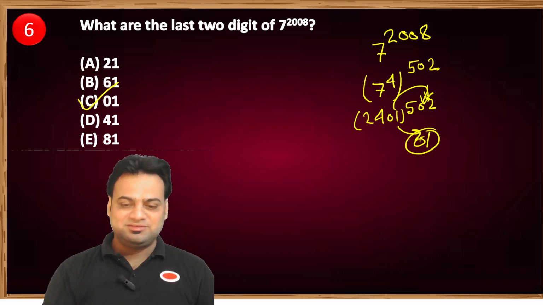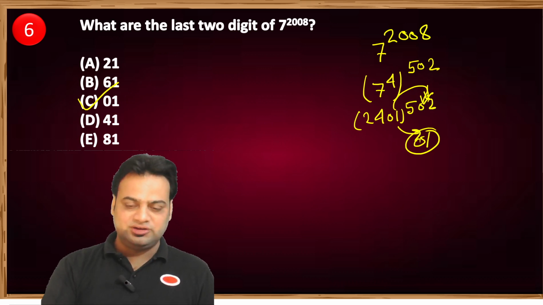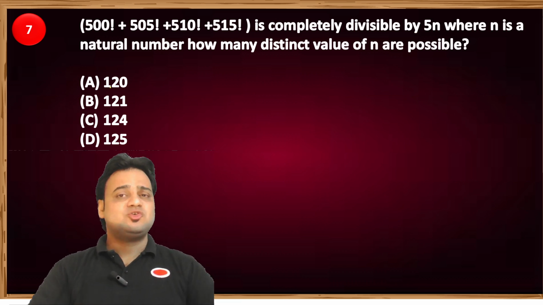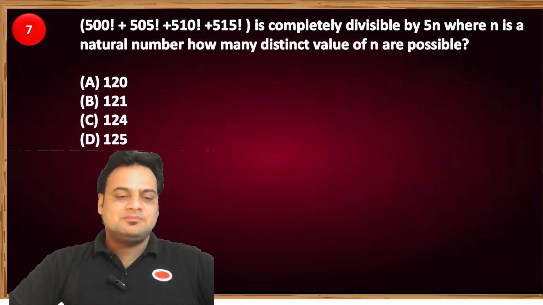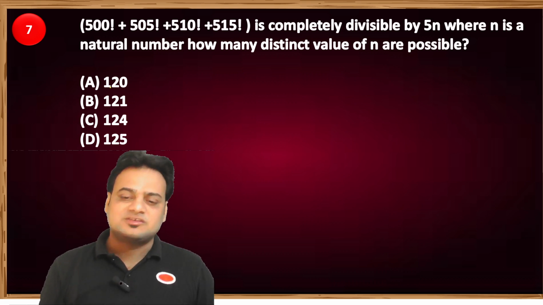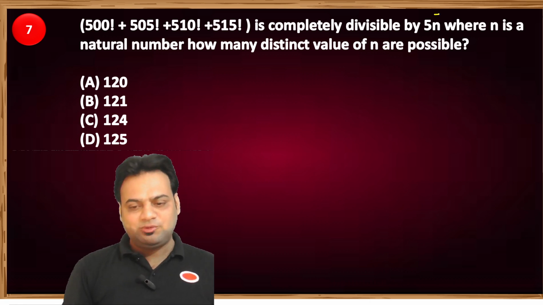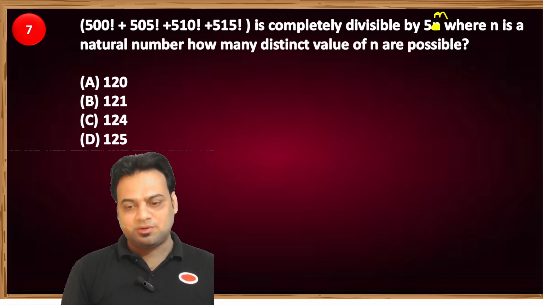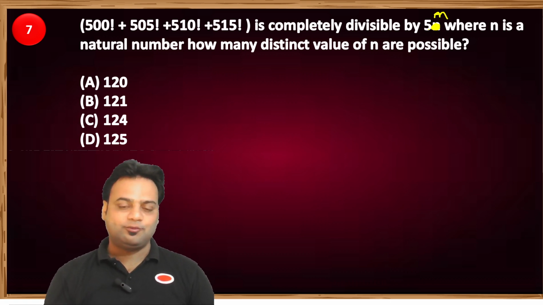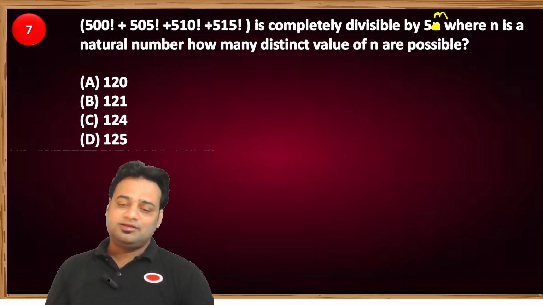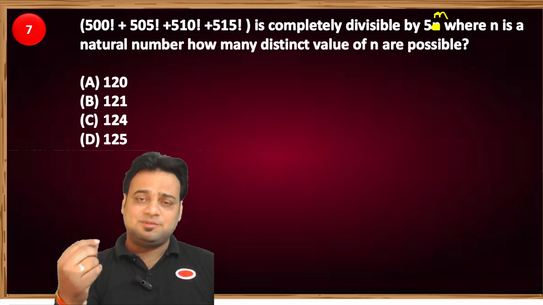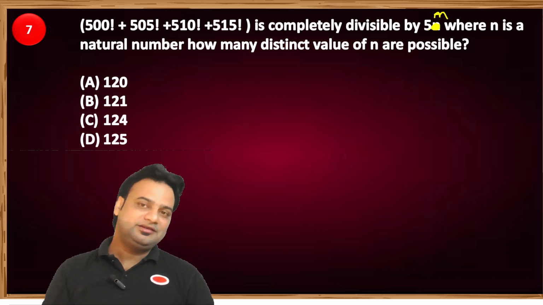Okay, let us move to the next question. Factorial 500 plus factorial 505 plus factorial 510 plus factorial 515 is completely divisible by 5 to the power n, where n is a natural number. How many distinct values of n are possible? For this type of question, you need to find the maximum power of 5, that is, how many 5s are possible.